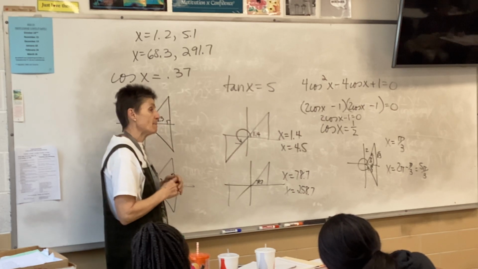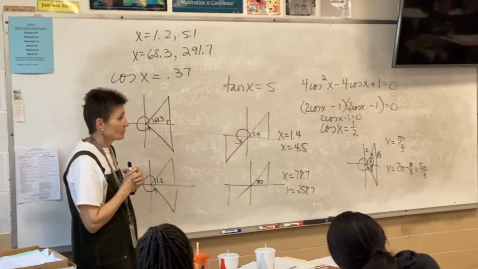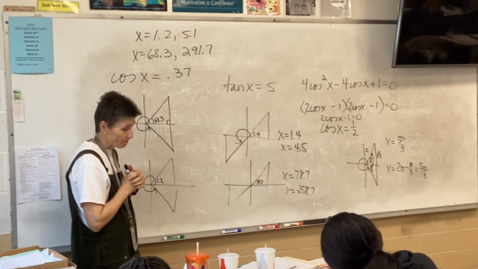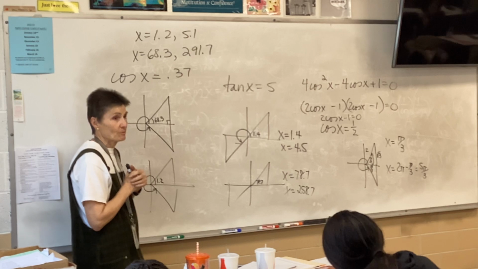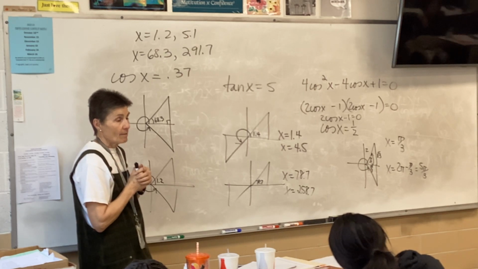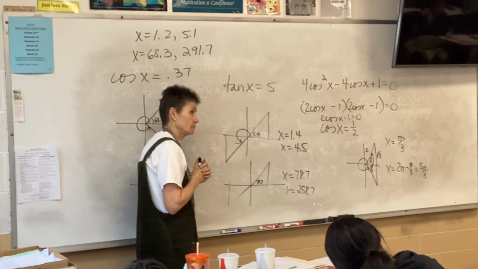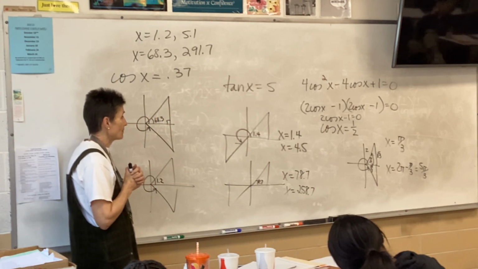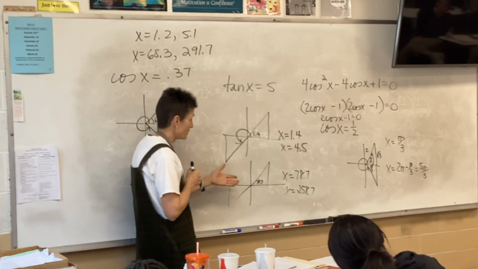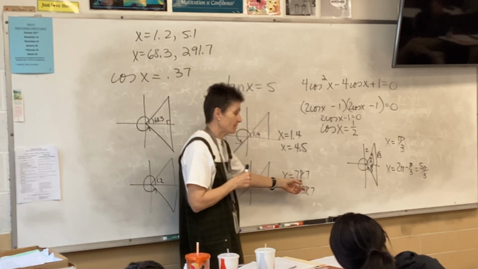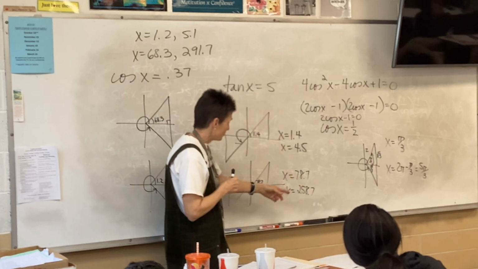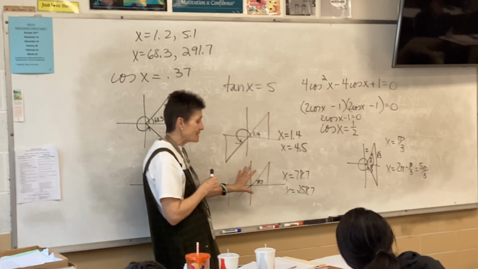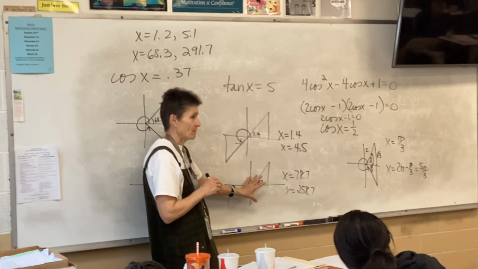All right, I need to make one more comment though, because there is a word in the directions that bothers me a little bit. That word is "all." So I want you to stop and think for a second. Let's just look at the one we just finished, 78.7, for example, and 258.7. Those two angles have a tangent of 5. There's no question about that.